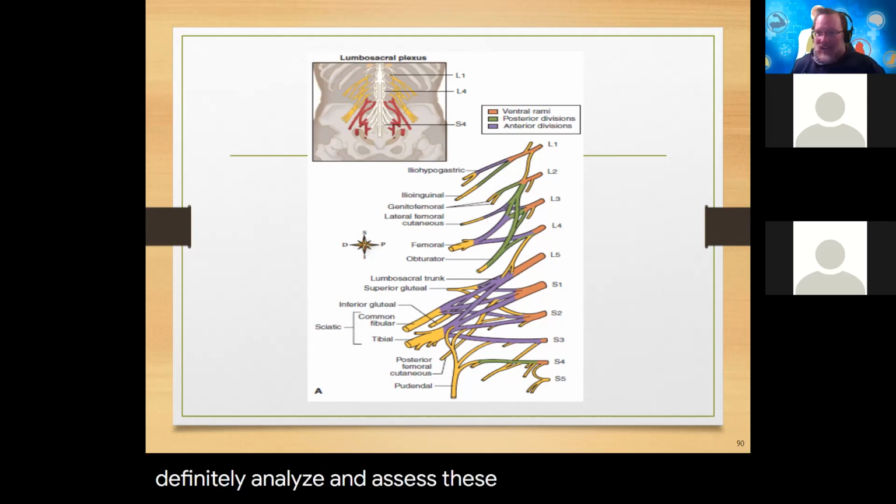So again, if I have knee issues, hip issues, ankle, whatever, toe issues, yeah, we definitely analyze and assess those areas, but we also are analyzing and assessing what's going on in the low back, the lumbar region, where the lumbar meets the sacrum. That's where the sciatic nerve comes off. This is where, again, we see a lot of patients with a lot of issues, with low back pain, hip pain, leg pain.